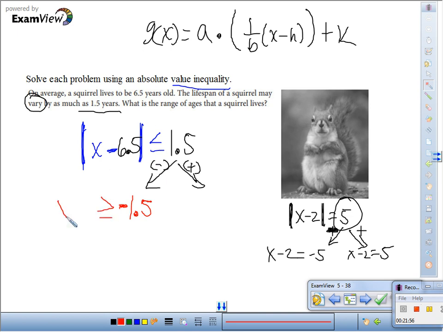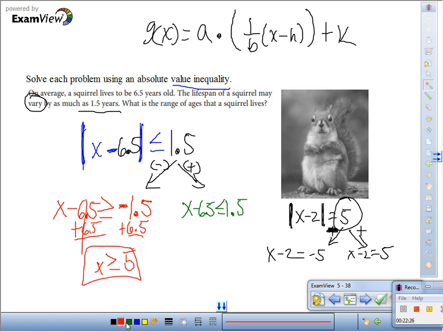And we write whatever's inside the absolute value. Let me do the other one in green. This is positive 1.5. The inequality symbol stays the same, and everything else stays the same. All right, let's solve. Plus 6.5, plus 6.5. So we're left with x is greater than or equal to 5. This one is plus 6.5, plus 6.5. x is less than or equal to 8.